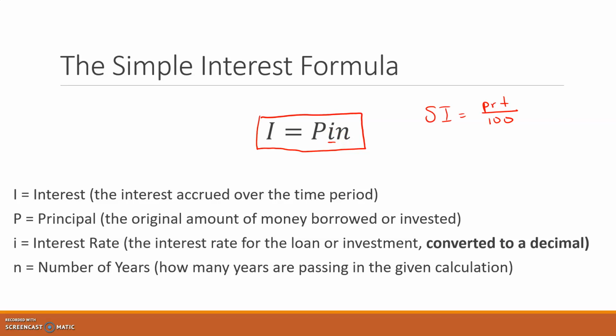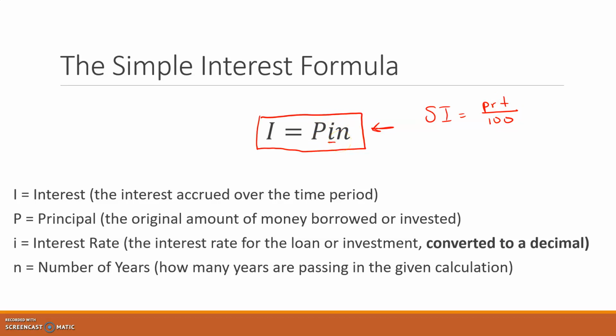The reason we're showing you this new formula now, though, is that the formula sheet that you get in year 10, 11, and 12 for general maths has this formula on it, the new one that I'm showing you now. So it's a good idea for you to get used to using this formula because if you ever forget it, the formula sheet won't tell you PRT over 100, it will tell you PIN for simple interest.